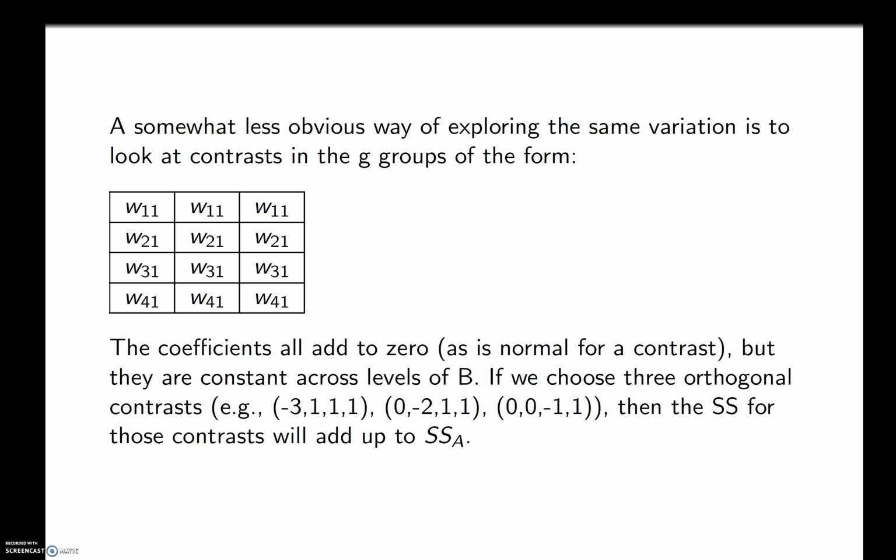So we have effectively made comparisons across all levels of A that should total that sum of squares because we have orthogonality. Remember, when we have orthogonal linear contrasts, then we are partitioning up the sum of squares for that effect into disjoint sets.